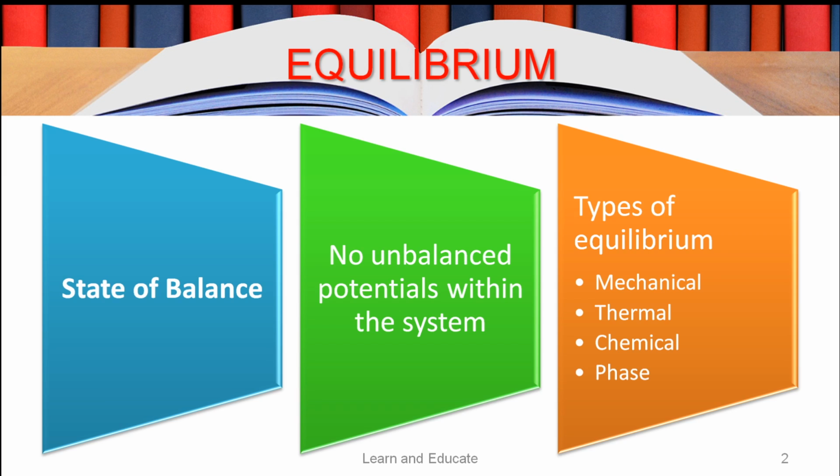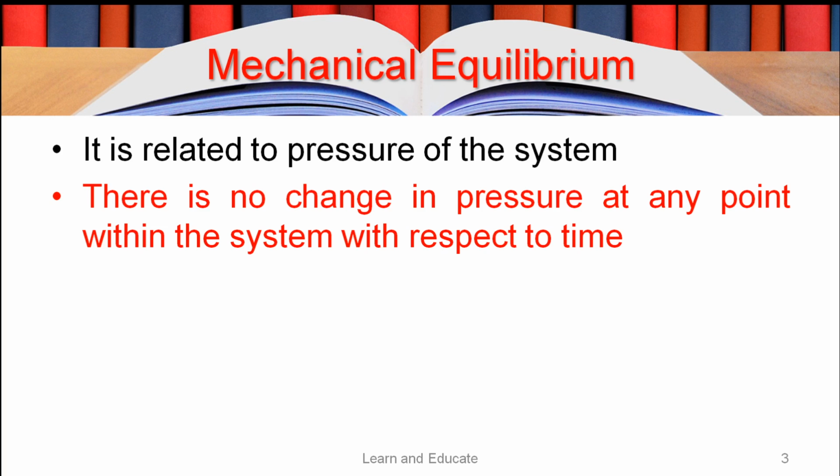You might have learned about this equilibrium in mechanics, physics, right? When a body is lying on a flat surface, it is said to be in equilibrium. Or if it is on a curved surface, you know that it has a tendency to move back and forth so that it will reach a place where it will not move further. Similarly, in thermodynamics there are different types of equilibrium like mechanical equilibrium, thermal equilibrium, chemical equilibrium and phase equilibrium.